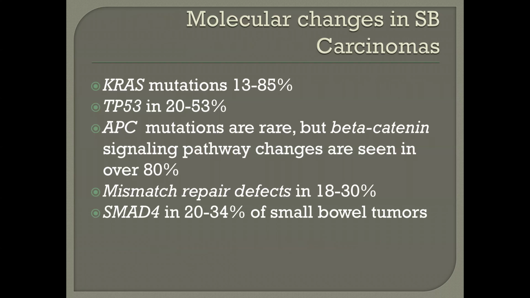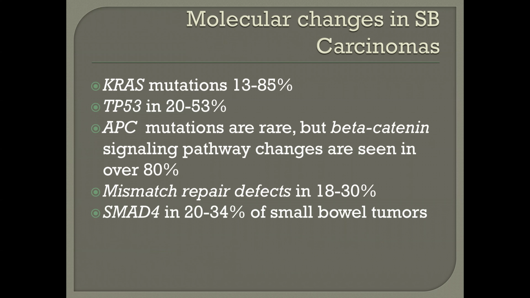In small bowel carcinomas, like other locations, KRAS mutations are fairly frequent. P53 mutations and APC mutations can be seen, but the beta-catenin pathway is very commonly seen. Mismatch repair defects, both germline and sporadic, can be found in a fairly good percentage of these patients. And SMAD4 also can be found as a molecular alteration in many of these small bowel tumors as well.